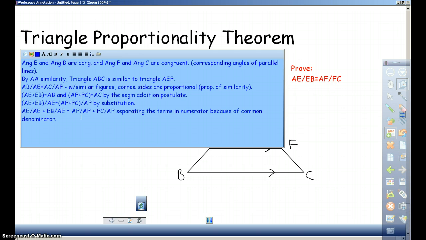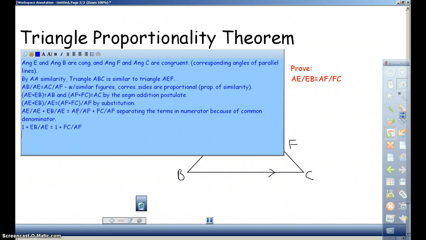So now what are we going to do? Well, AE over AE is what? Anything divided by itself is 1. So we're just going to write 1 plus EB over AE. I'm going to put space in there so it's clear what I'm talking about. 1 plus this is equal to, and AF over AF is equal to 1, plus FC over AF. And this is just simplification. We're just dividing AE over AE and getting 1. So we're just simplifying it.